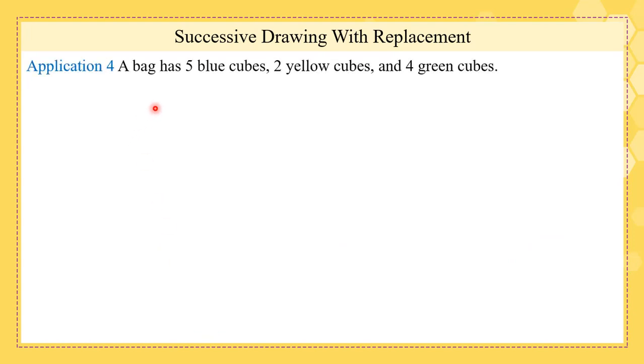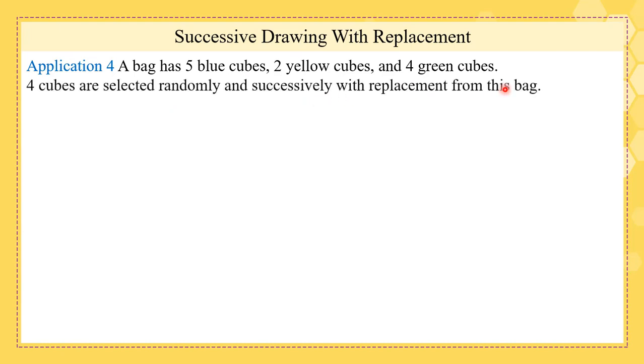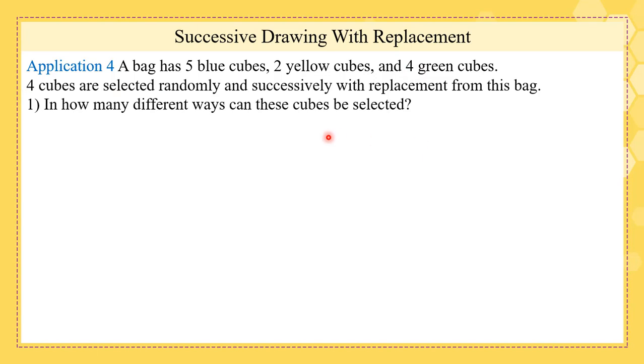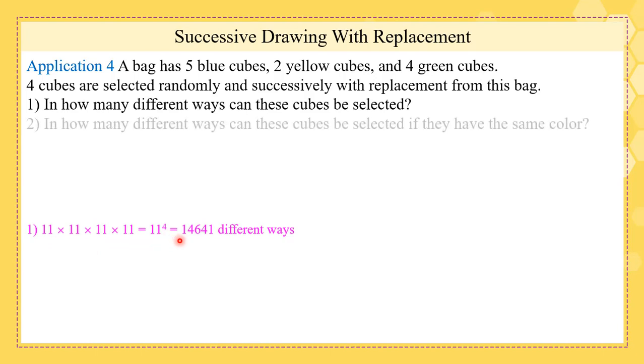Now let's see this application. A bag has 5 blue cubes, 2 yellow cubes, and 4 green cubes. 4 cubes are selected randomly and successively with the replacement from this bag. So in fact, we have 11 cubes and we need to select 4 cubes successively with replacement. In how many different ways can these cubes be selected? Try to do it alone. So here we have 11 cubes and we need to choose 4 cubes out of them. So it will be 11, 11, 11, 11, which is 11 to the power 4.